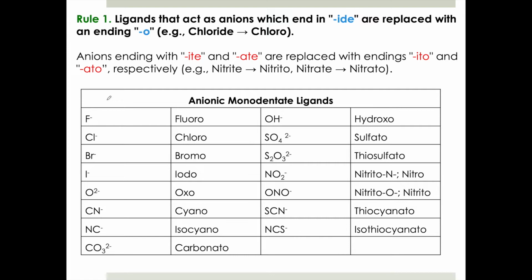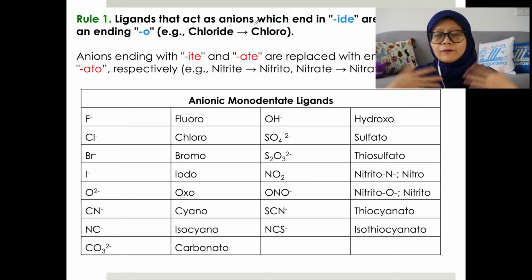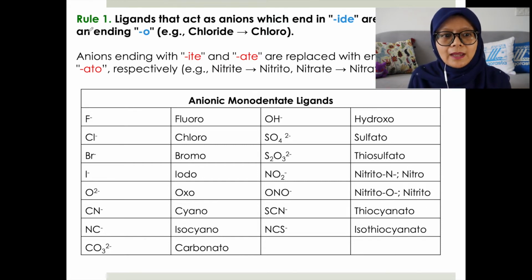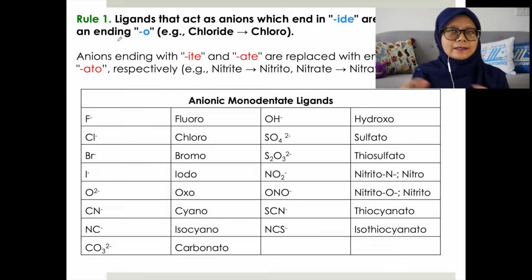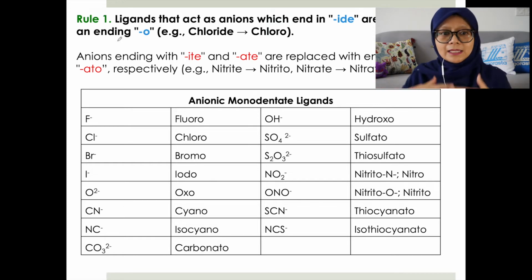Okay guys, we have a few rules here in order to name coordination complexes or coordination compounds. The first rule is about the ligands. Ligands that act as anions, which end in -ide, let's say chloride, fluoride and so on, you need to replace with an ending of -o. So when you have, for example, chloride, it will become chloro. Fluoride will become fluoro. This is all for anions.